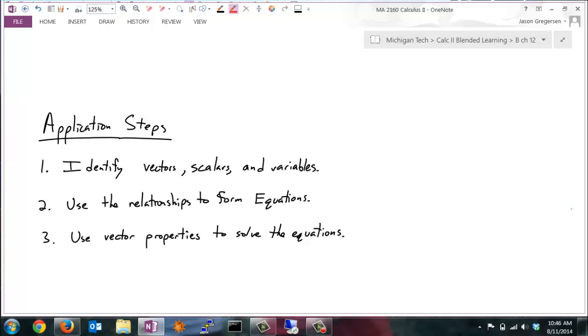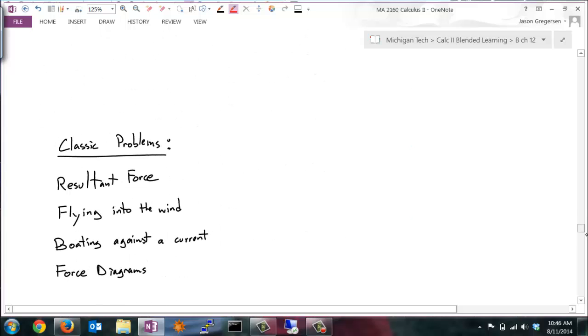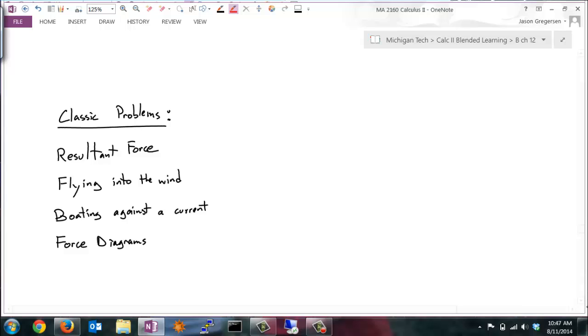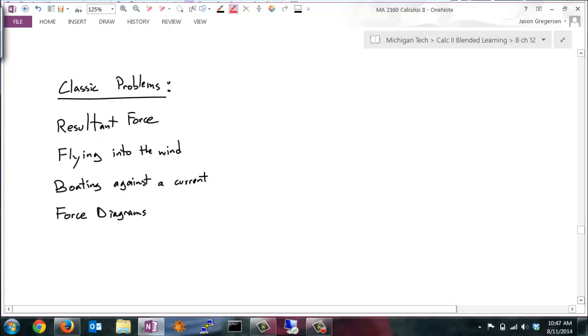After that, we're going to use some sort of relationship to form an equation with our vectors. And then we're going to use our vector properties to do the algebra to solve the equation, essentially. And that's basically the process. Now what I'm going to show you here is 4 classic vector problems, but they're really all the same problem. It's really just one problem kind of in disguise with different words. They're basically all the first one.